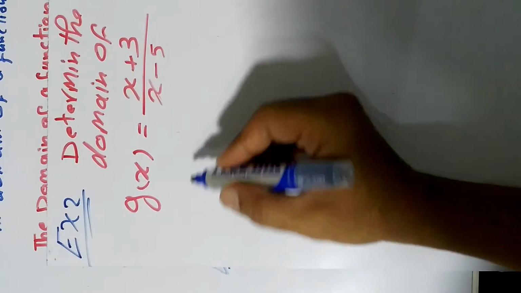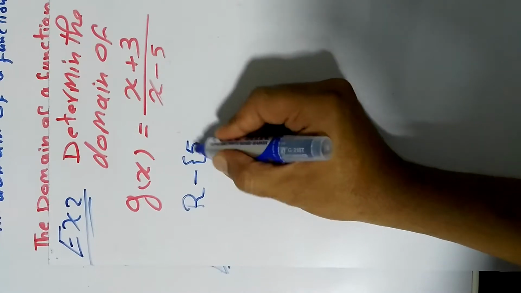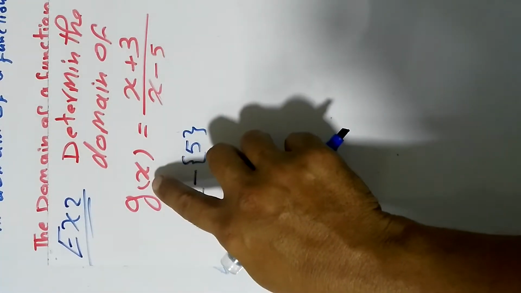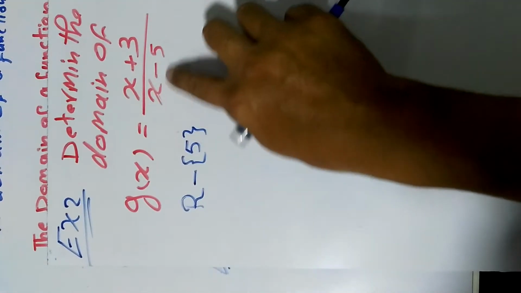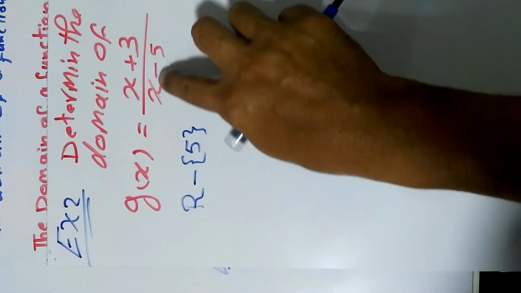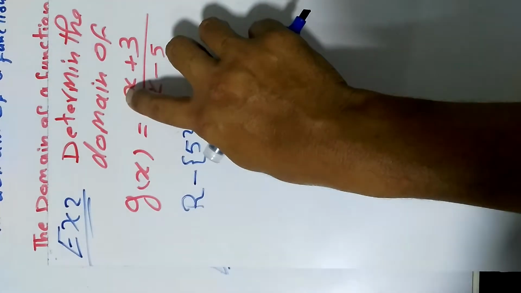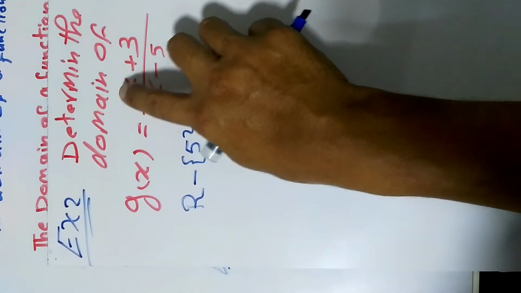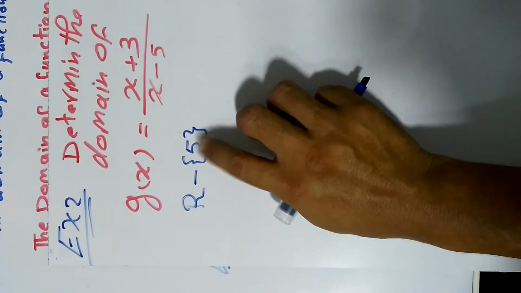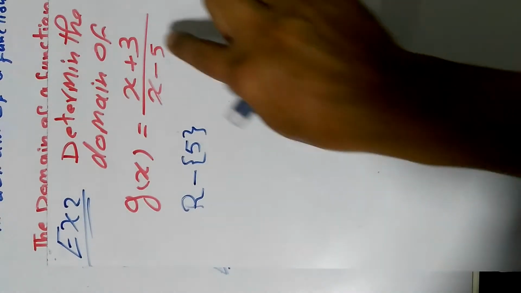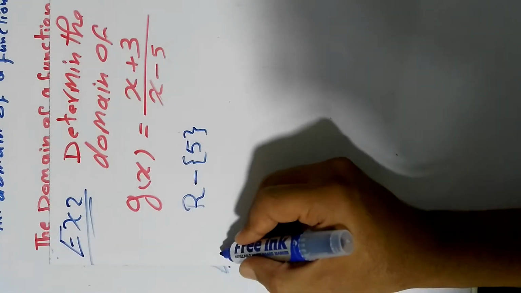So the domain is the whole real number set except 5. Why 5? Because if you put 5 in, it's going to come out in the denominator 5 minus 5, which is 0. On top it's going to be 8, no problem with that. 8 over 0, that's undefined. That's why we have to exclude 5 from the real number set. So the domain for this function is R except 5.